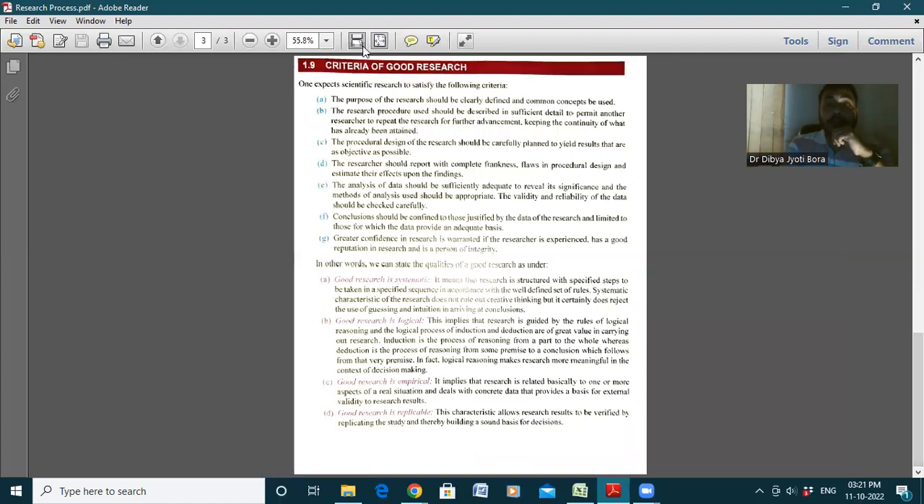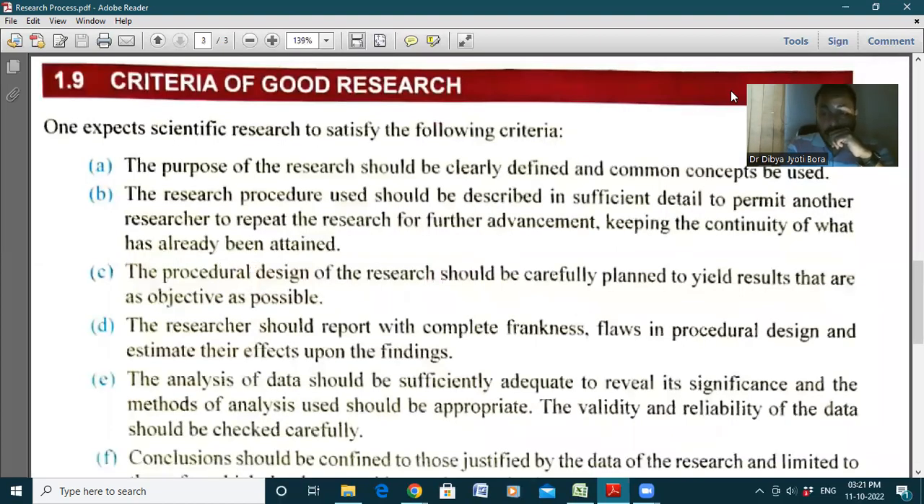Now, after the research process, our next topic of the syllabus is that what is the criteria of good research? See, research means, say everyone is doing research nowadays. Now, it's the time to find out the quality of research being conducted, right? Quality of the research means whether it is meeting that particular standard or not.